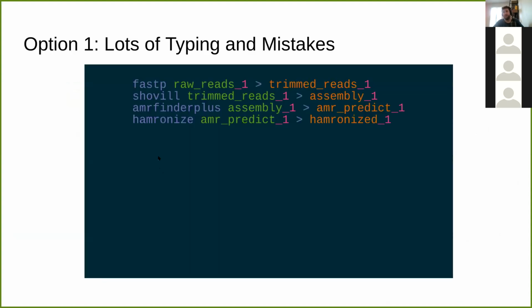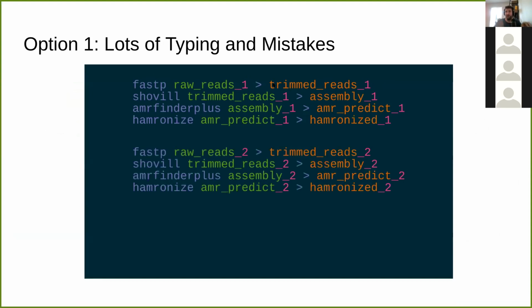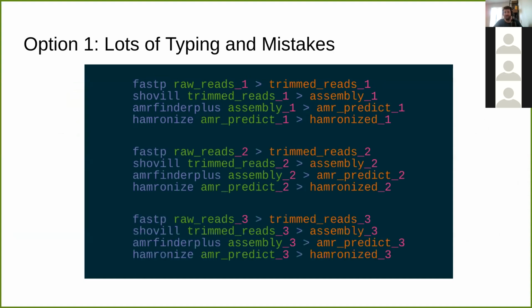So our option one is we go through these commands, and these are just a simplified version of those commands I just showed you, with the command, the input, and the output, and say, okay, this is sample one. So this is what we just ran. We could type in all of these commands for sample one, and then go back and type in all of the commands for sample two, back again, all of the commands for sample three.